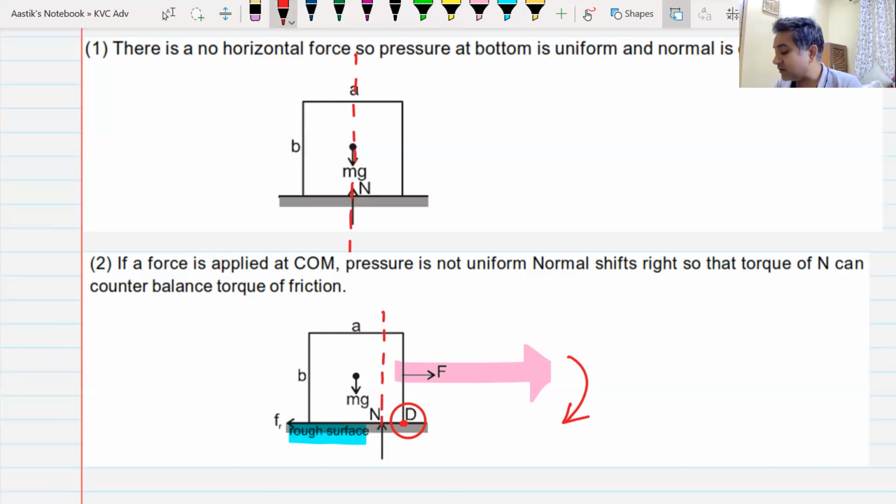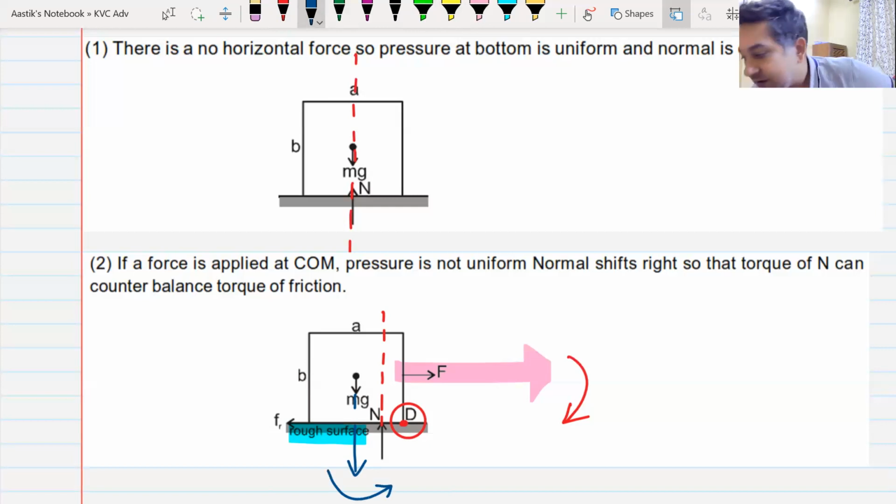Now what happens when this normal reaction starts to shift? The torque due to normal reaction becomes less and less, and it is less than the torque produced by the weight of the body. So basically what is happening here is this weight is trying to balance out this torque that is created by the force. Do we understand this?